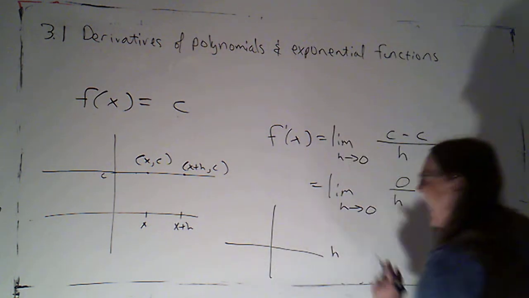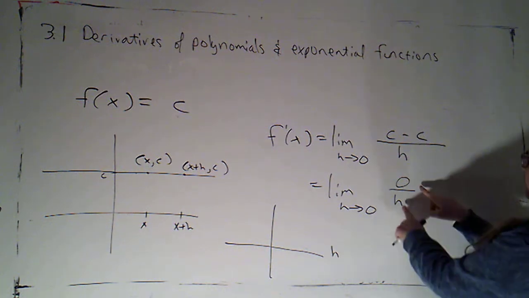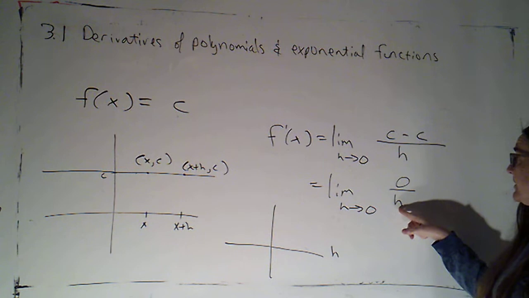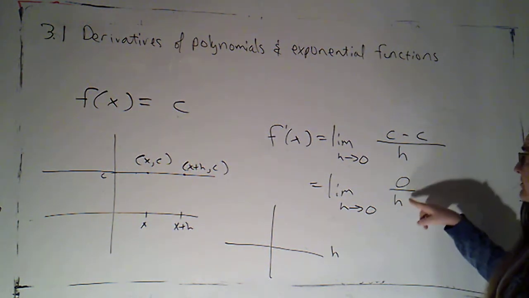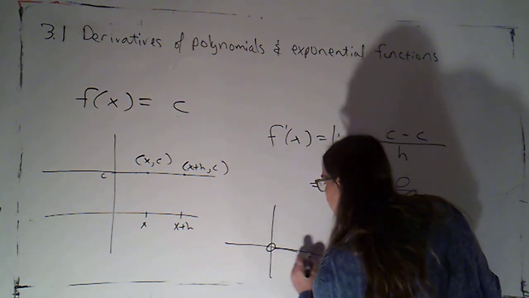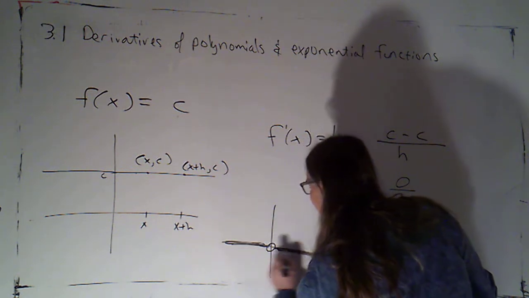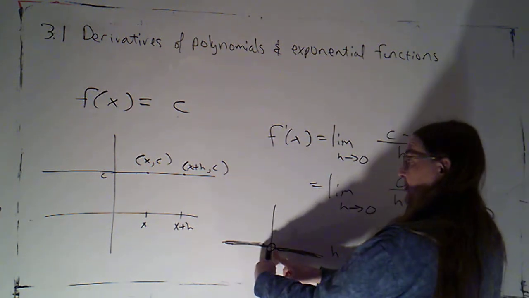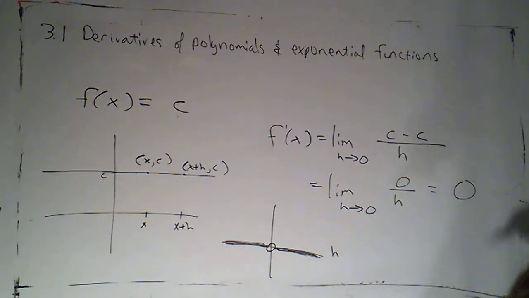I'm going to look at this one a little bit more graphically. If this were my h-axis, because I'm really viewing this as a function of h, this is clearly undefined if h is 0, because I cannot have 0 in the denominator. But for any other number h, 0 divided by that number is 0. So the graph of this function, 0 over h, is just the h-axis with a hole in it. And if I take the limit as we approach 0, I'm expecting there to be a point there. That's going to be 0.